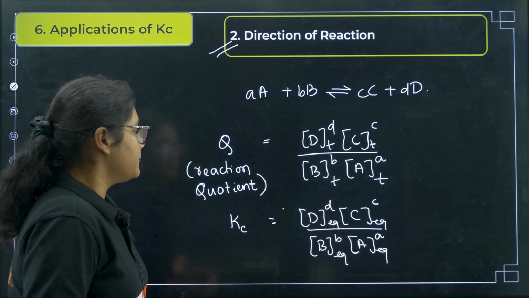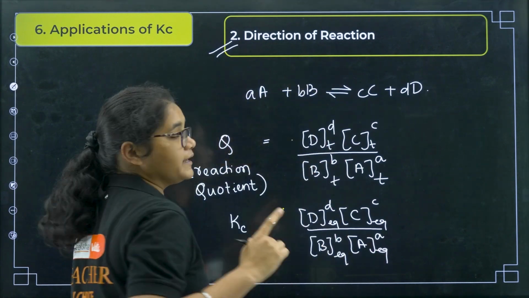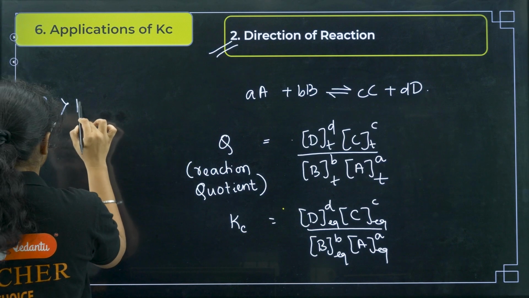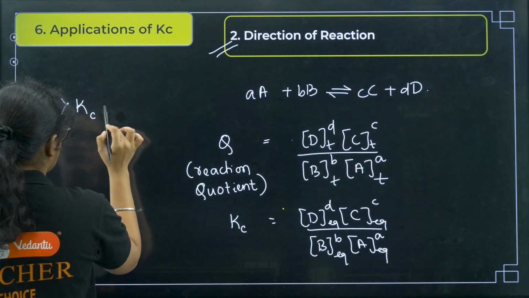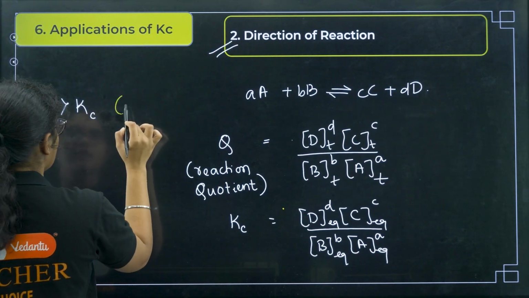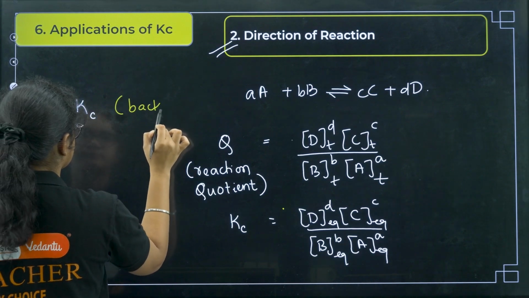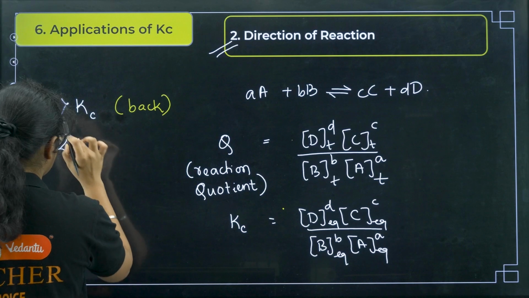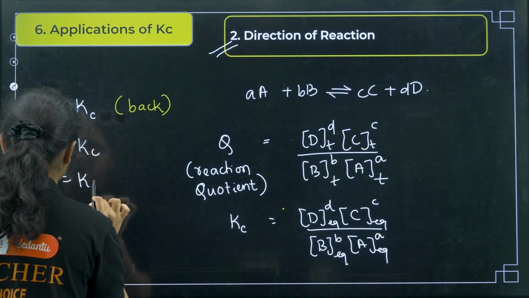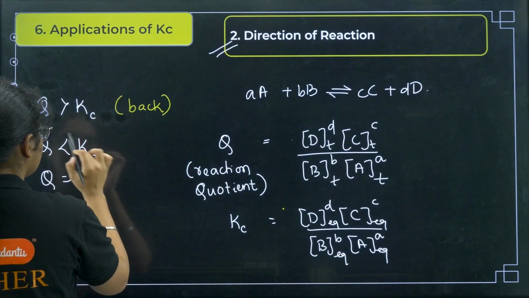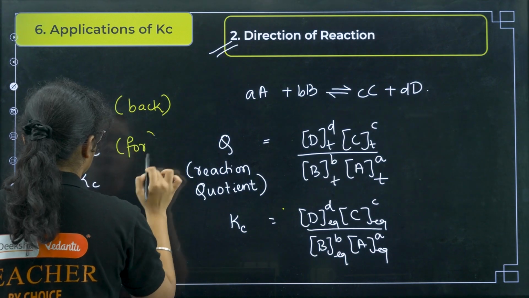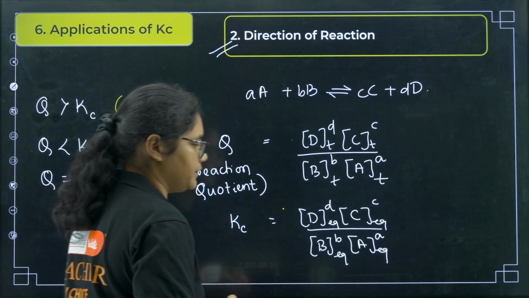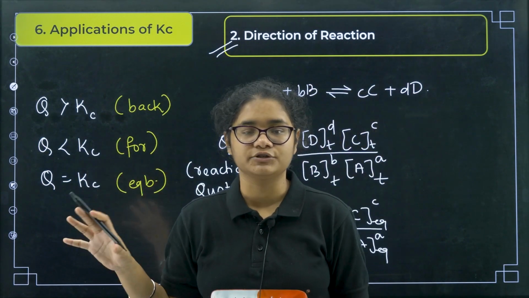Now coming to this one, how will it help you to predict the direction of reaction? Now see, if the Q value is greater than K value, in that case what will happen? Reaction will proceed in the backward direction. There can be three conditions: Q can be greater than Kc, Q can be less than Kc, and Q can be equal to Kc. If Q is less than Kc, then reaction will go in the forward direction, and if Q is equal to Kc, that means the reaction is already at equilibrium. So in this way we can predict the direction of reaction.